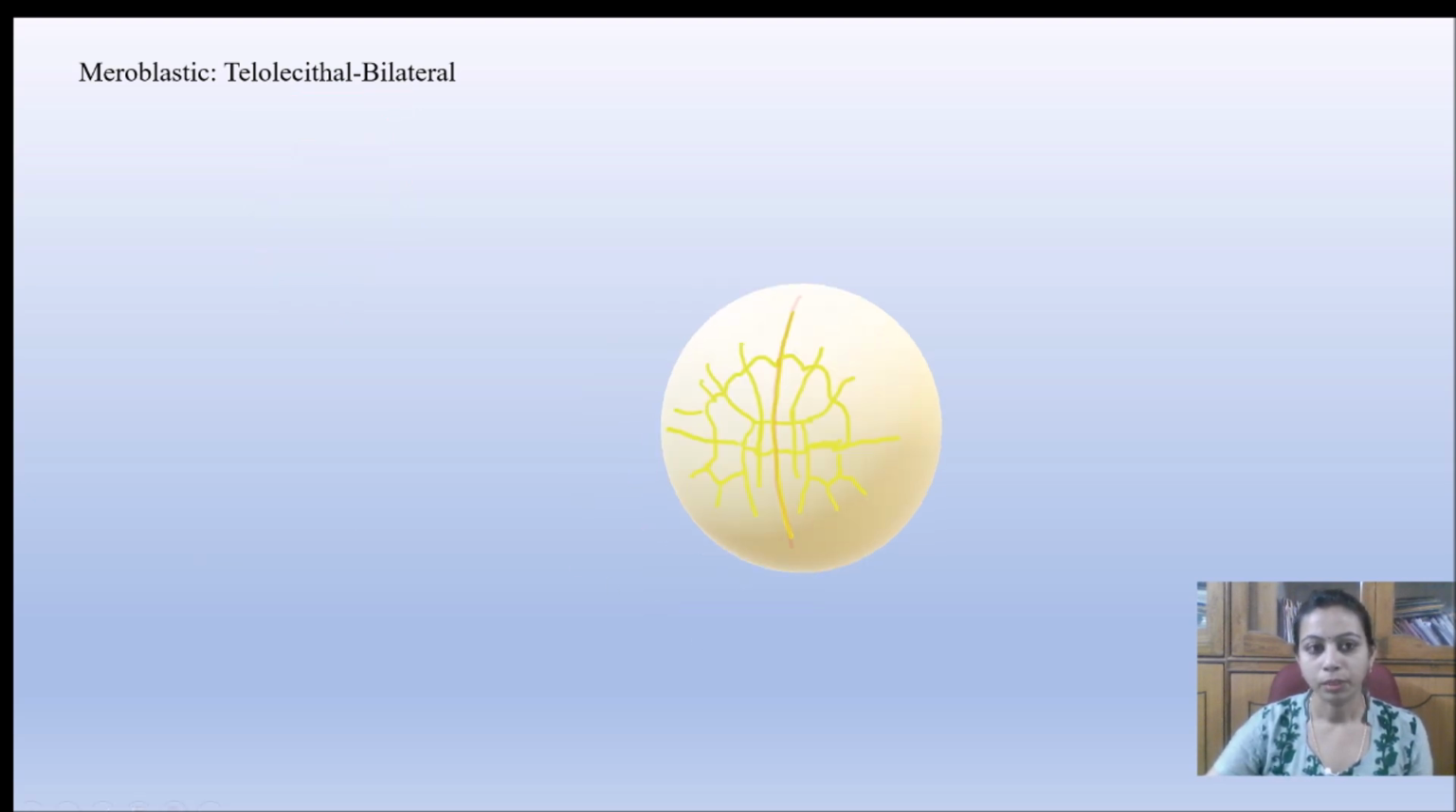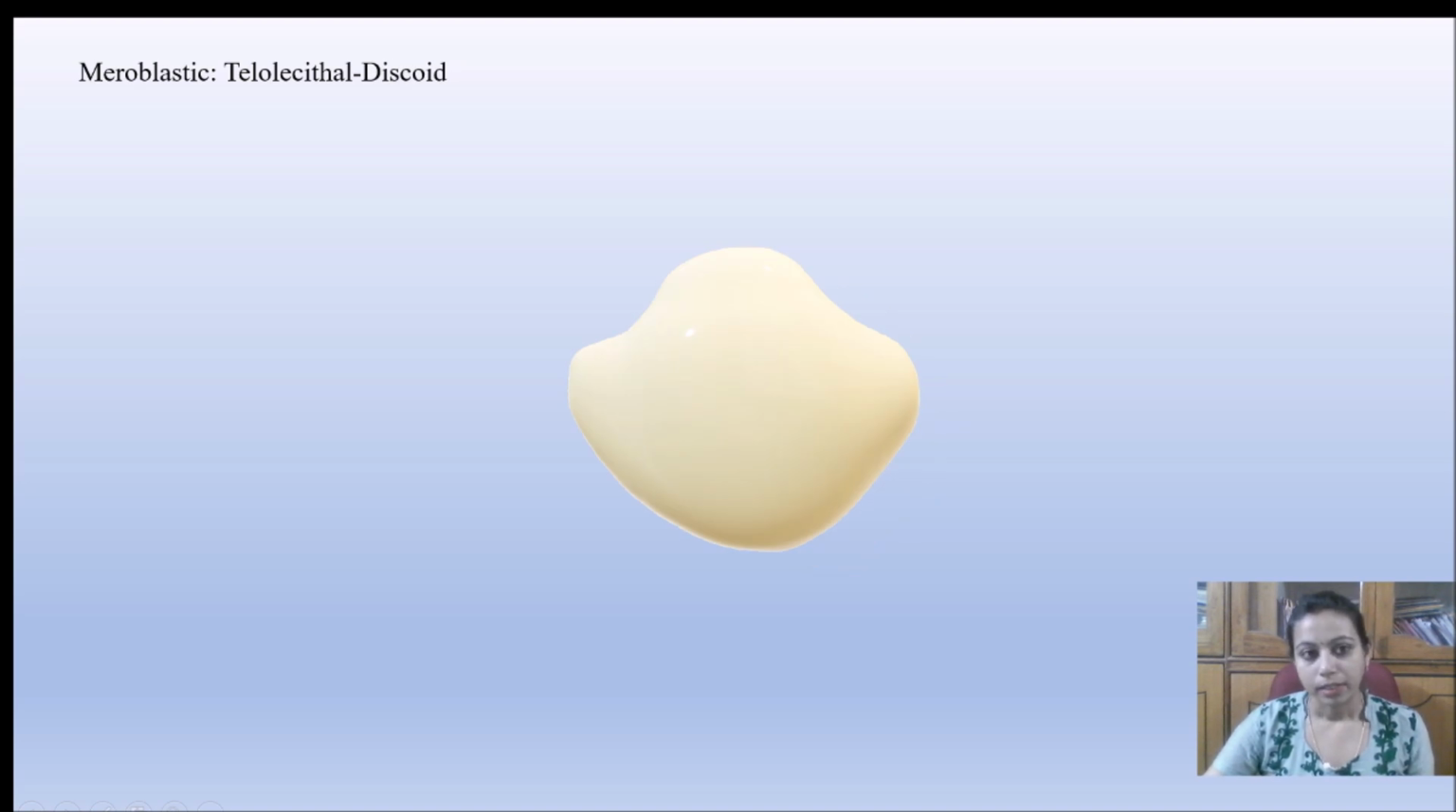Now moving to the next. In the meroblastic cleavage, in the case of telolecithal itself, there exists another type of cleavage which is known as discoid. Why it is known as discoid, we will see here. Suppose this is the egg, and only one portion of the egg will be dividing, as in the case of bilateral cleavage of telolecithal placed yolk.